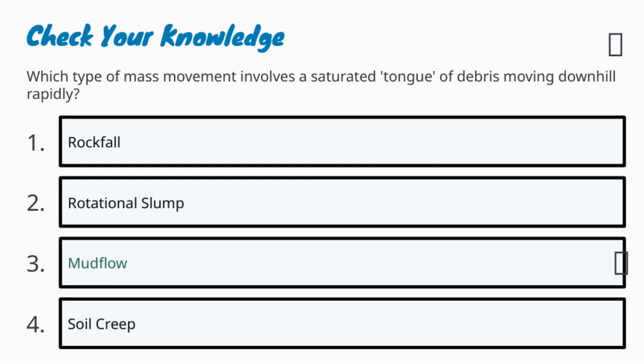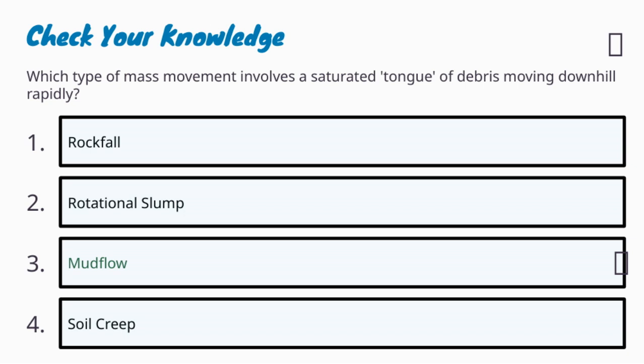The correct answer is 3. Mudflow. A mudflow happens when saturated soil, sediment, and debris move downhill quickly. This usually happens after heavy rainfall, when the ground becomes waterlogged and loses strength. Rockfall is when pieces of rock fall from a cliff, often after weathering. Rotational slump is when a section of cliff moves downwards along a curved slip plane. Soil creep is very slow downhill movement of soil. Mudflow is the rapid movement of saturated debris, which is why it matches the question.